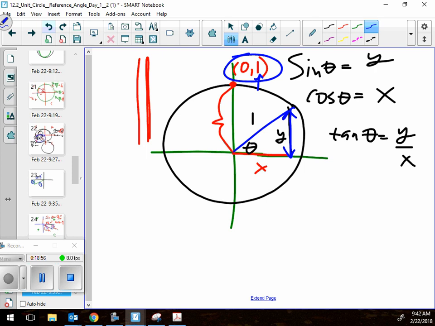Grab a graphing calculator. Would you please type in sine 90, enter. I need you to see it, that it actually works. Sine 90. Make sure you're in degrees. Did you get 1?